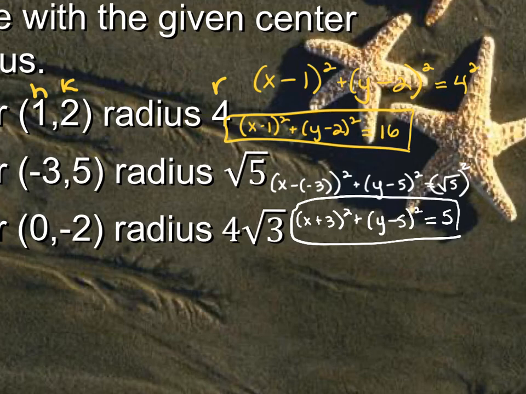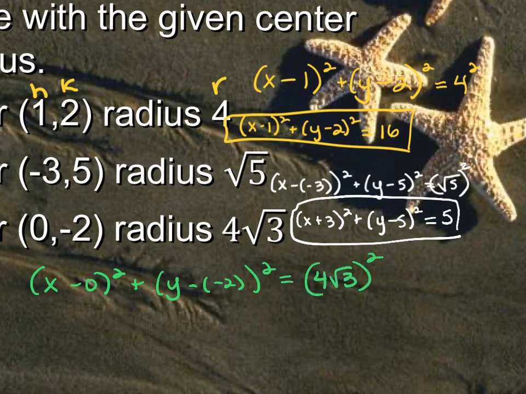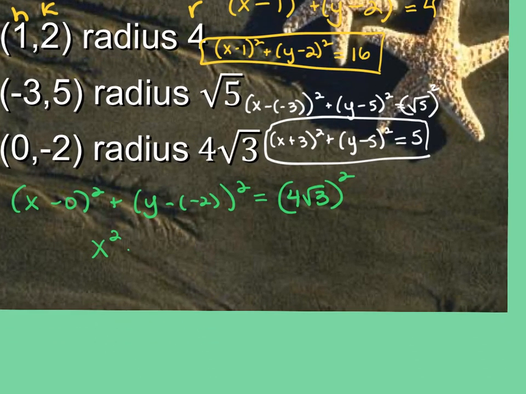All right. So 0, negative 2. This is x minus 0 squared plus y minus a negative 2 squared equals 4 square root 3 squared. The 0 goes away, and I get just x squared. The y minus a negative 2 becomes y plus 2 squared. And then this would be 4 squared, which is 16 times 3, again, like we did before, 48.